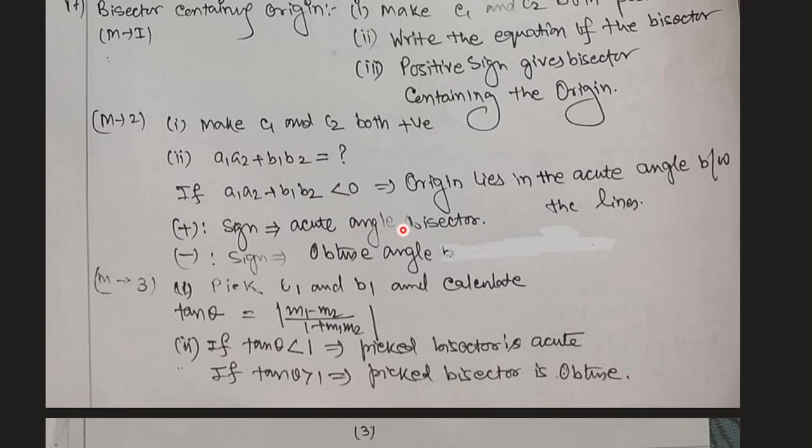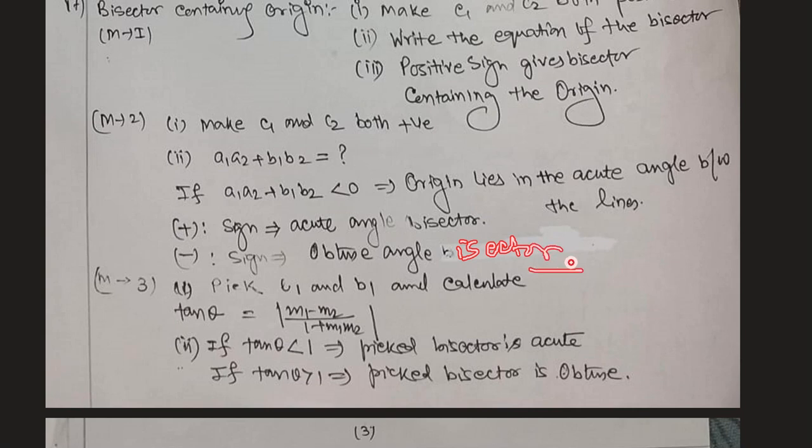Now you are trying to find out which bisector is the acute angle bisector and which one is the obtuse angle bisector. In this situation you first make c1 and c2 positive. After that, you find the value of a1a2 plus b1b2, which is either positive or negative. If this value is negative, you choose the positive sign for the bisector equation, and you get the acute angle bisector. But if a1a2 plus b1b2 is negative and you choose the negative sign, then it will be the obtuse angle bisector.